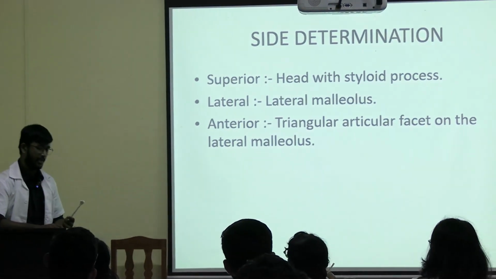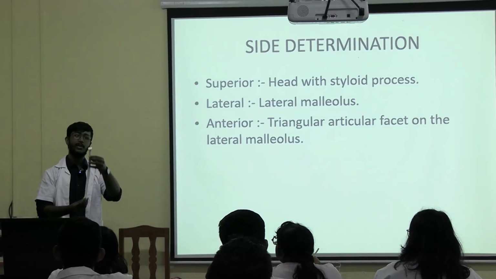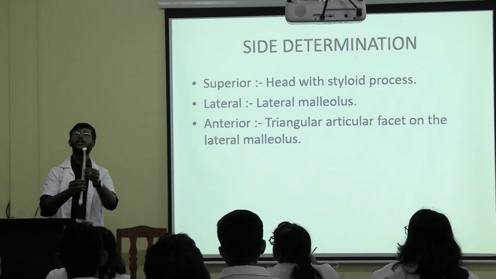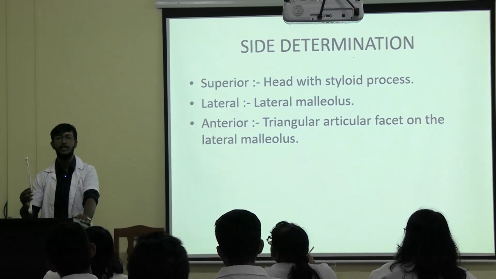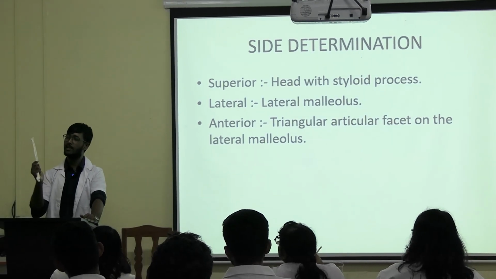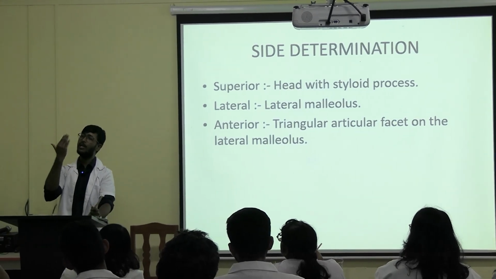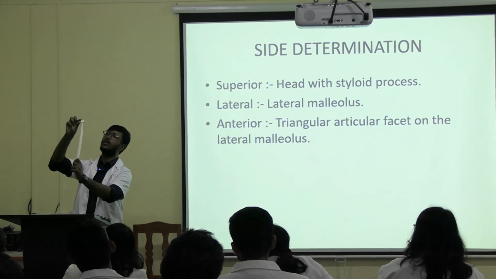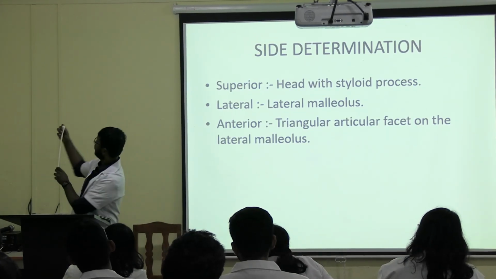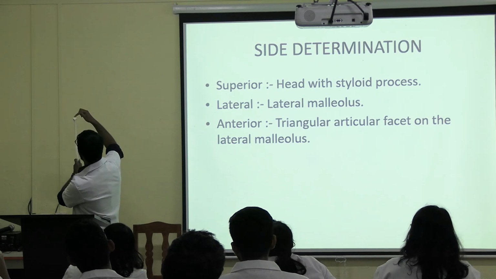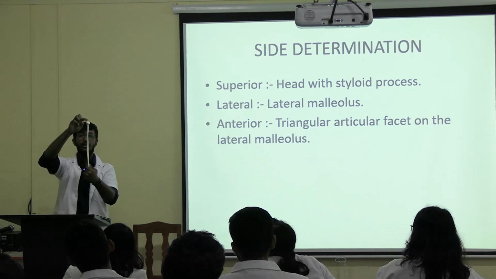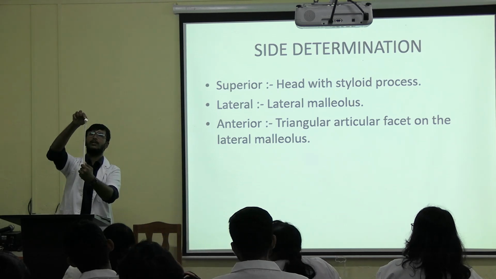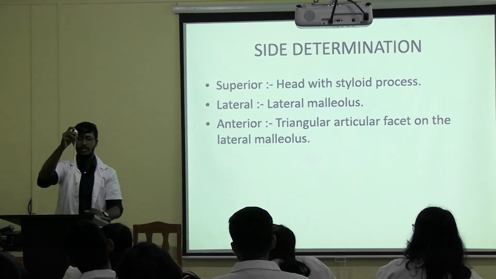Now, how to determine the side? Basically, superiorly, this is the fibula. Superiorly, there will be the styloid process present where? Posterolaterally. So posterior and then lateral side, we will be having the styloid process. This is the styloid process. See, it is present posteriorly and laterally. So superiorly, this is the styloid process.